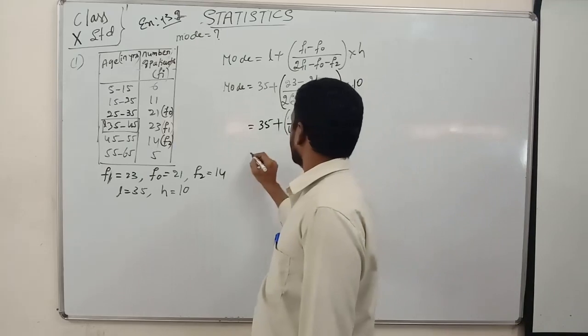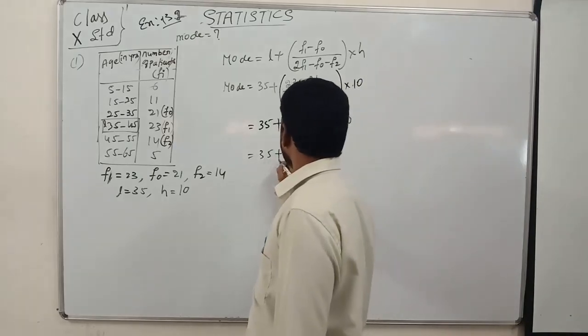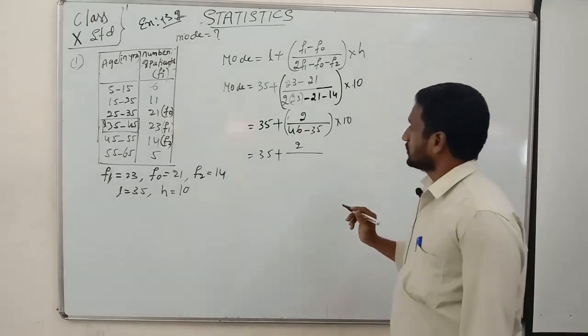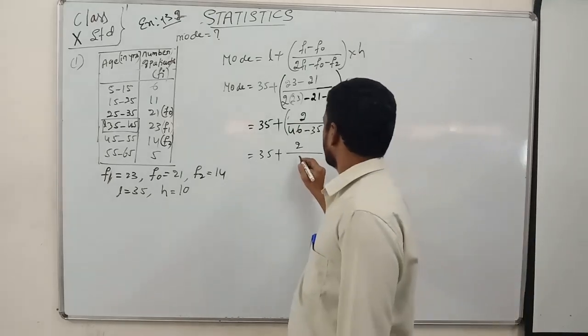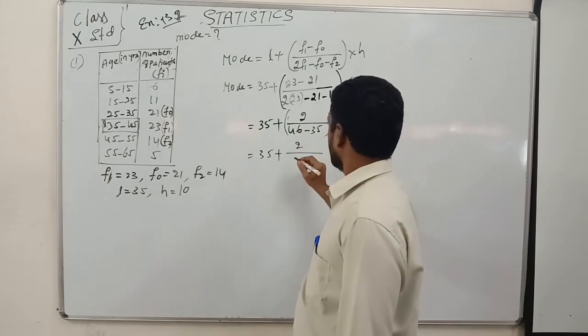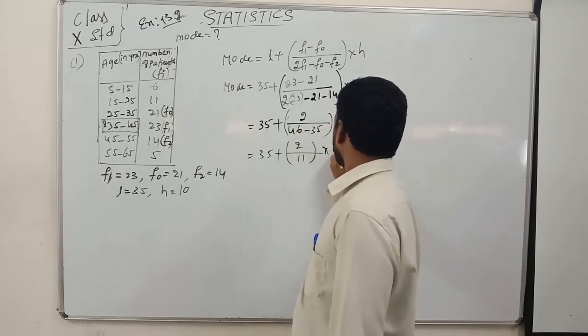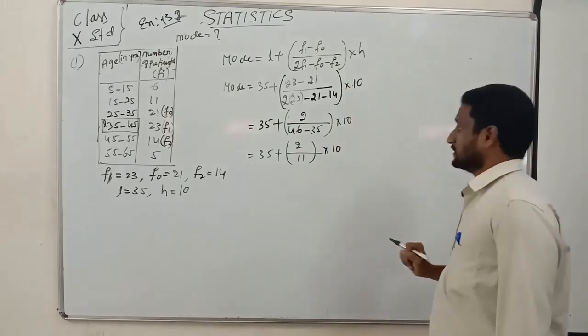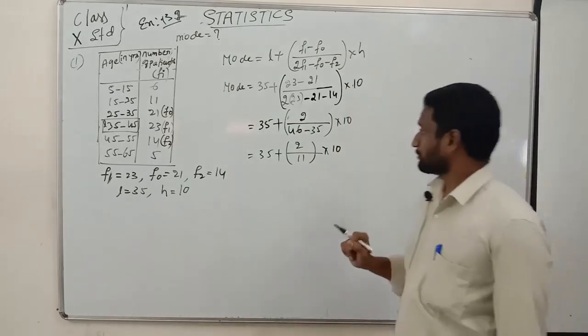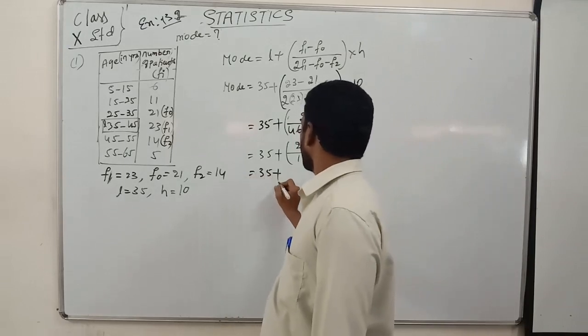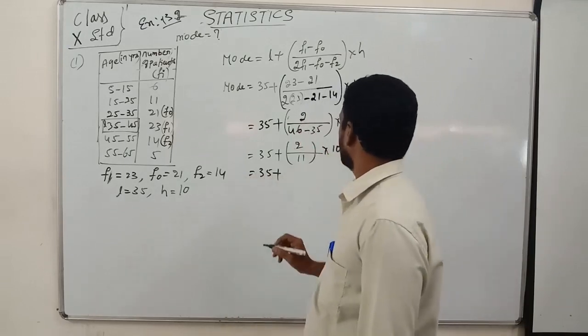So that is equal to what next? Again 35 plus 2 divided by, so 46 minus 35, that is equal to 11. So 11 divided into 10 here. So next, again, that is equal to 35 plus 10 2s are 20.